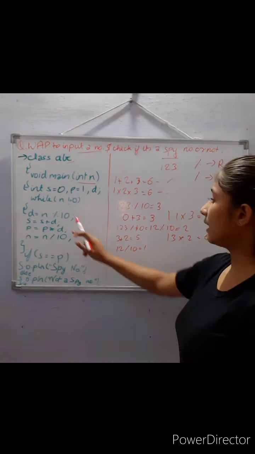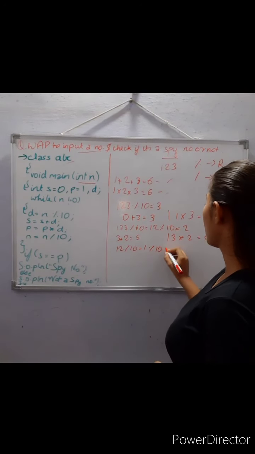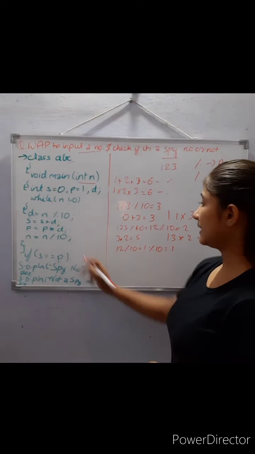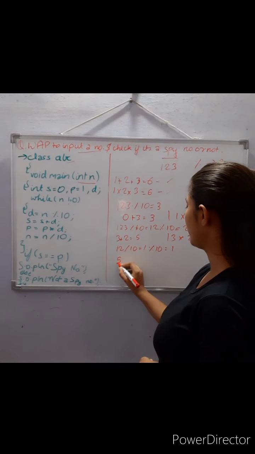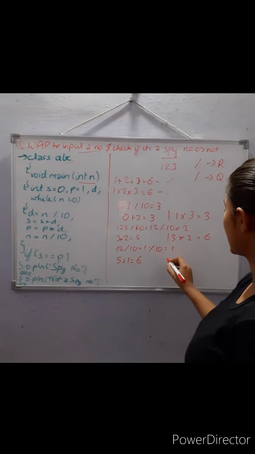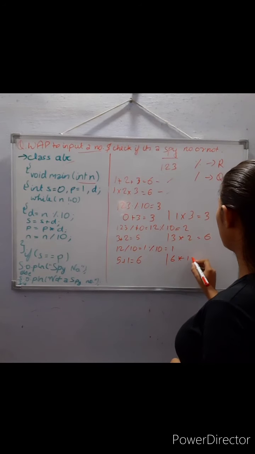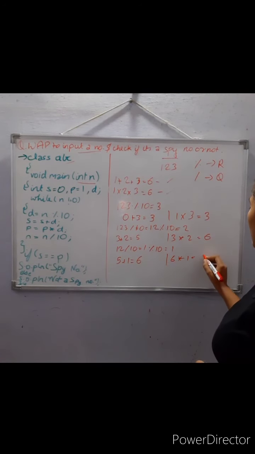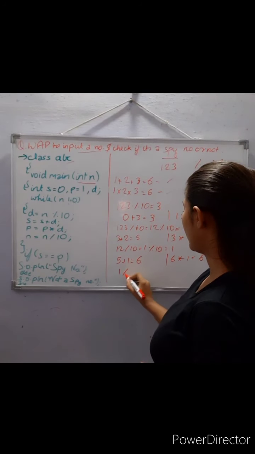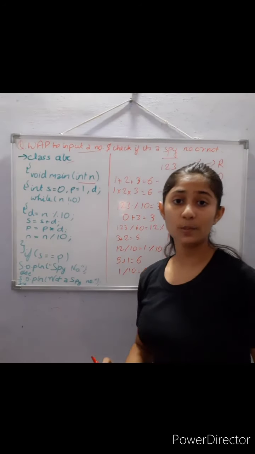Okay. Now extracting the last digit, n, which was 1, modulus 10, the remainder would be 1. Okay. So s is equal to s plus d, and s was 5 plus d, which is 1. This gives us the final value of s to be 6. And p, which was 6, into d, which is 1, we get the final value of the product to be 6. Then we are going to remove the digit. So n divided by 10, we are going to get the quotient 0. So the program will stop over here.